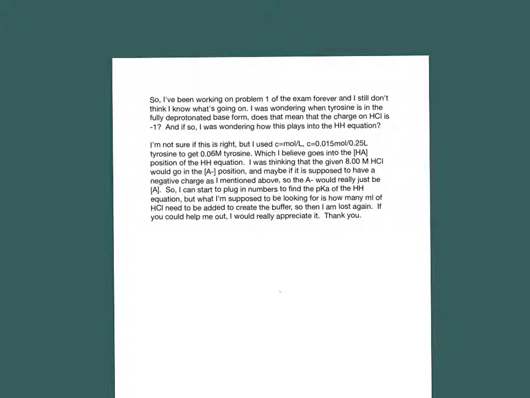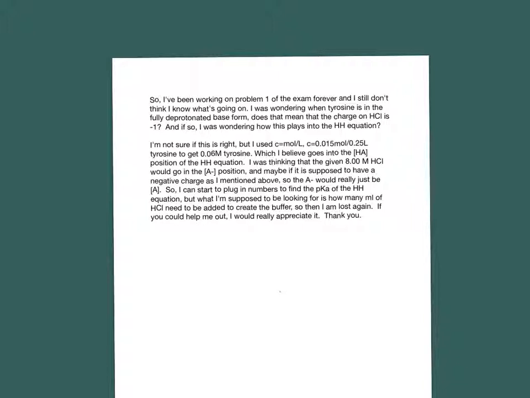So in your first paragraph, I'm noticing that you mentioned something about the charge of HCl. This is actually irrelevant and does not at all play any role whatsoever in this question. And so I think that you're overthinking this. Well, no, maybe you're not overthinking it. Maybe I'm kind of catching on to what you're saying.